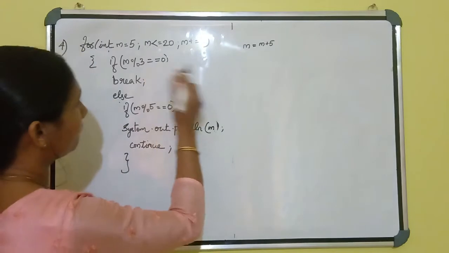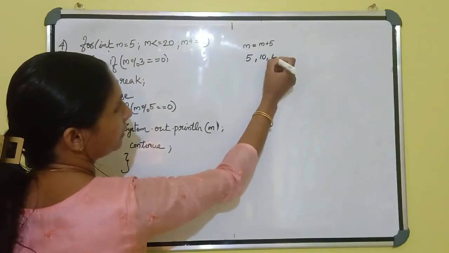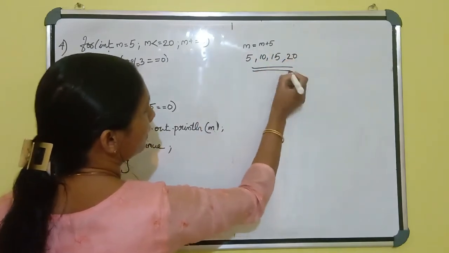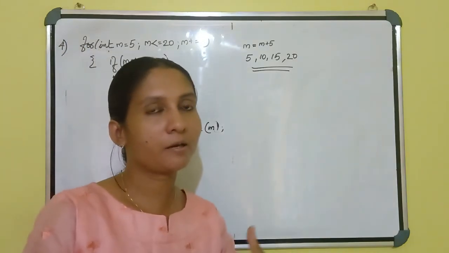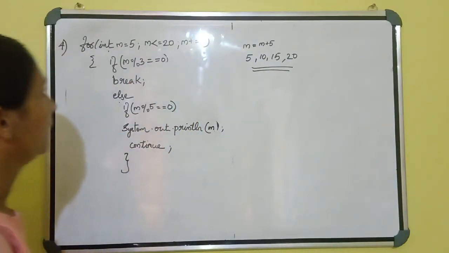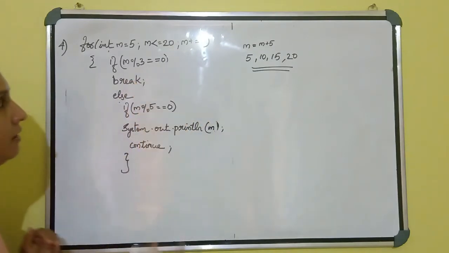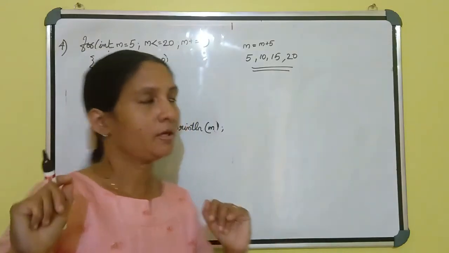First time, what are the values? You will get 5. Then 5 plus 5 you will get 10. Then 15, up to 20 it will work. Then you will get 4 values, 4 times, and each time it is incremented by 5. After that, what are the conditions? 4 times it will work. First we just imagine it like that.